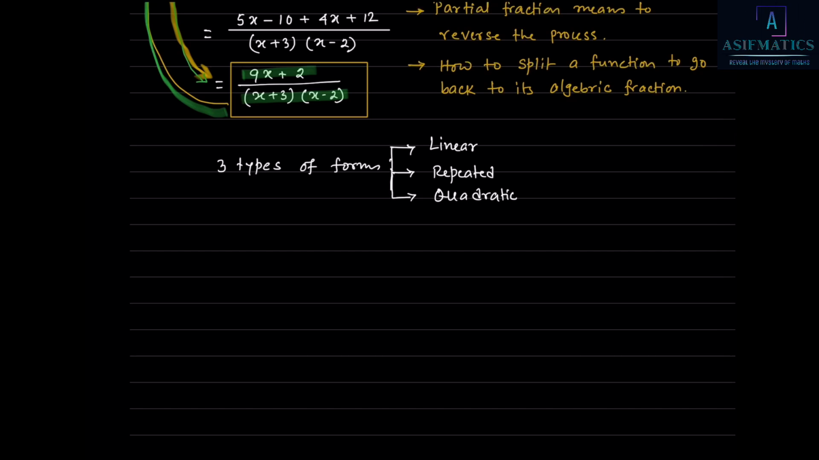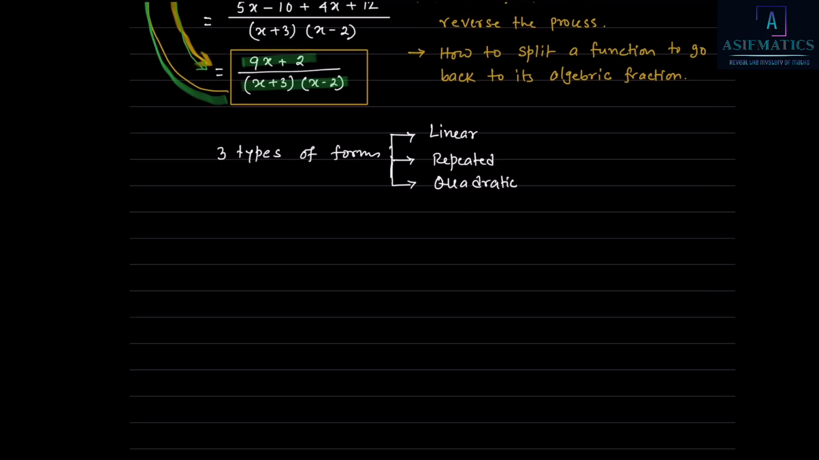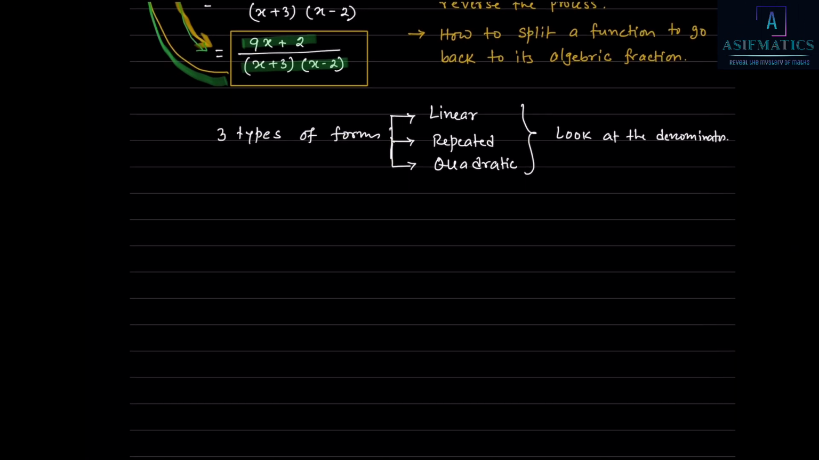When you look at the forms, you need to identify the form first. Just look at the denominator. Of these three forms, you need to identify which one is given for your case. Let's see the linear case. For linear, we can take an example.